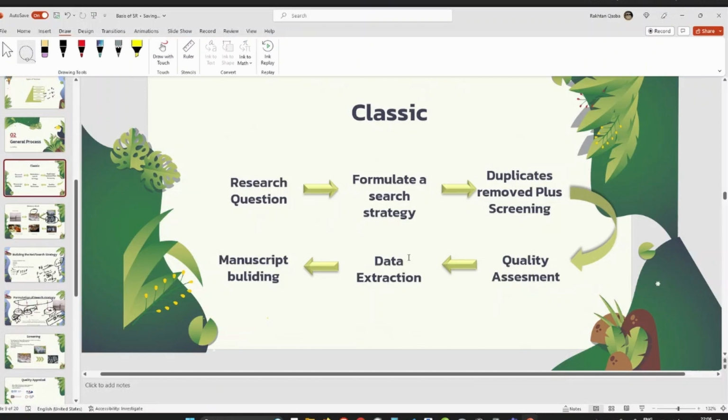They will formulate a search strategy. They will pull out papers. They will remove the duplicates. They will do the screening. They will do the quality appraisal. They will do the extraction.